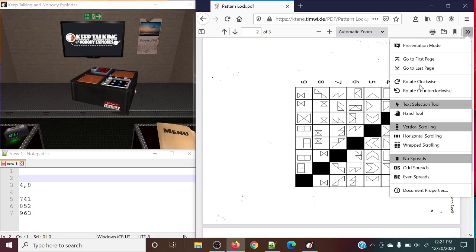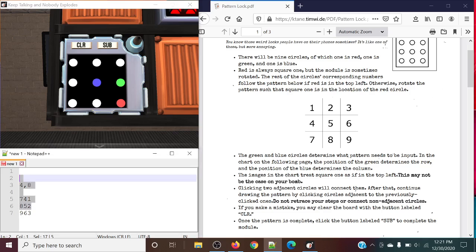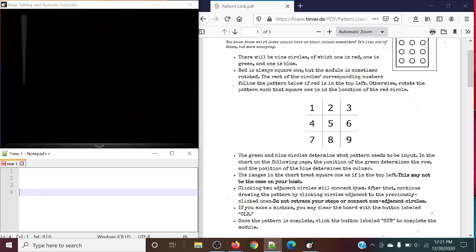So let's set it back to the normal position. And let's take a look here. So we have red in the bottom right. So we have to rotate this essentially 180 degrees. So this is going to be our 1.